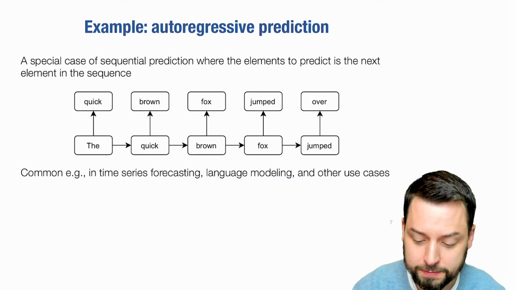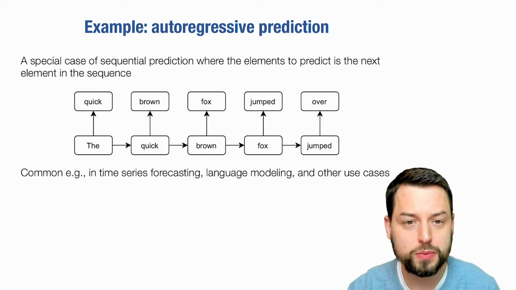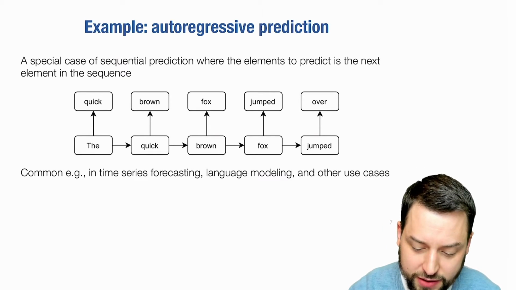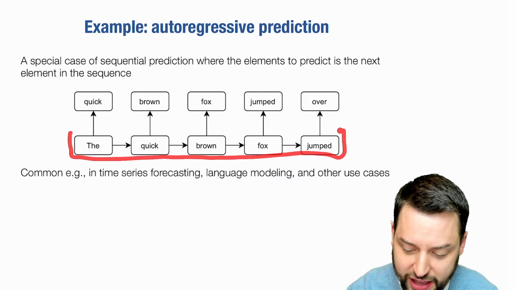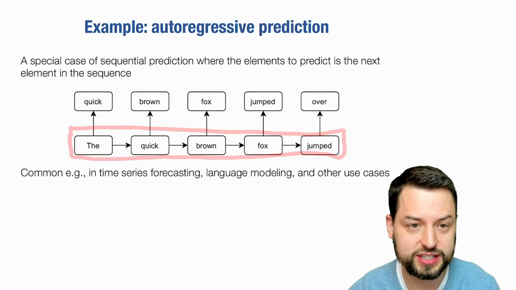And the idea here is that we also want to make a sequential prediction task, but we have some input sequence, which is, again, for example, an English sentence.